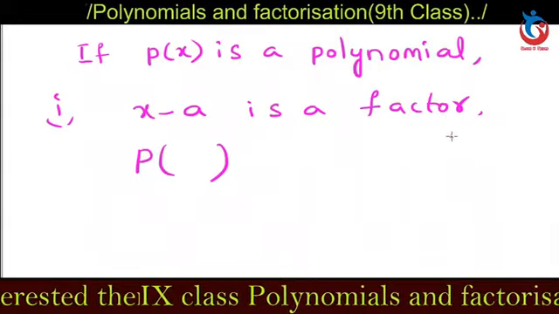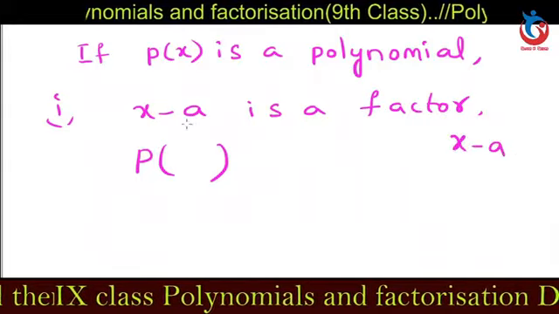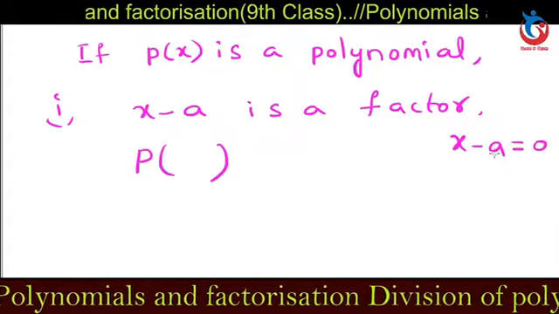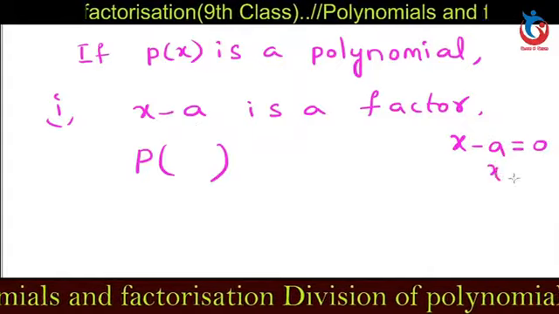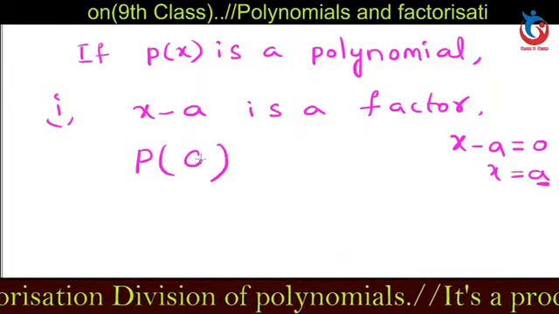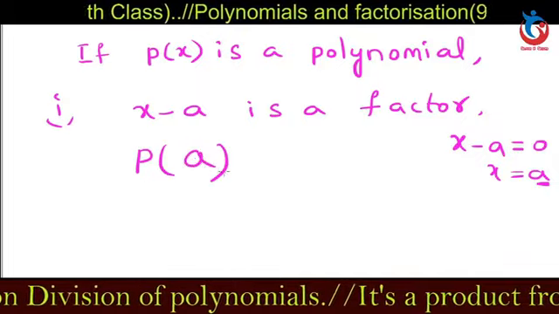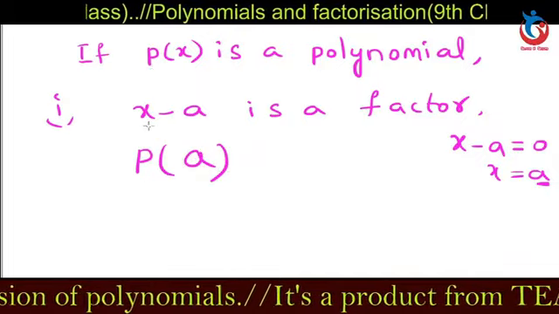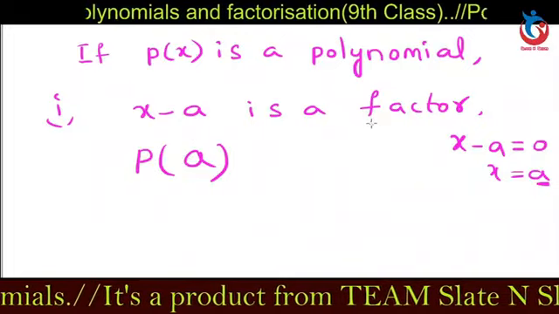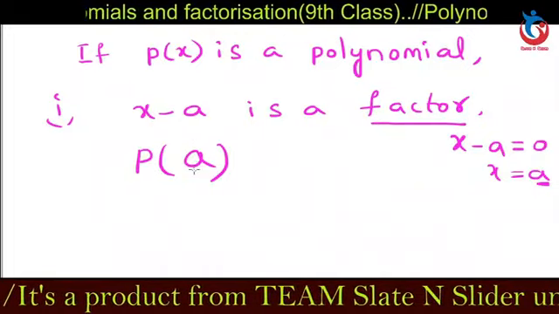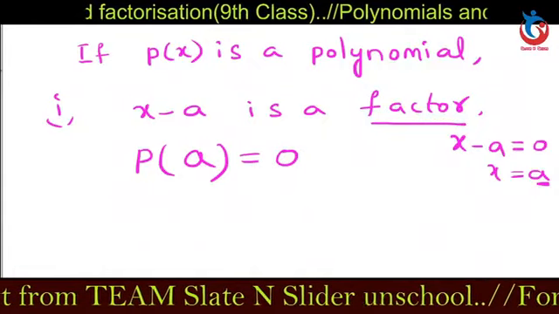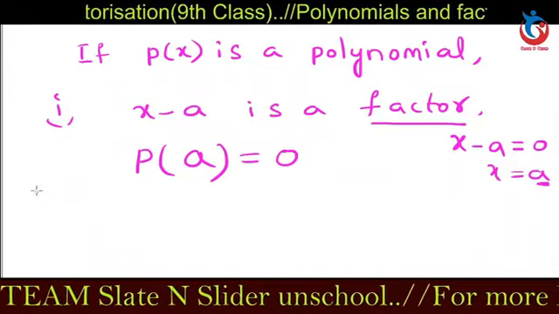For x minus a, we have to find the zero of the divisor x minus a. So we keep x minus a equal to 0, and x is equal to a. This a should be substituted in the polynomial: p of a. This is the remainder. When p of x is divided with x minus a, the remainder is p of a. And I am saying that it is a factor, so definitely the remainder will be 0. This is the statement.